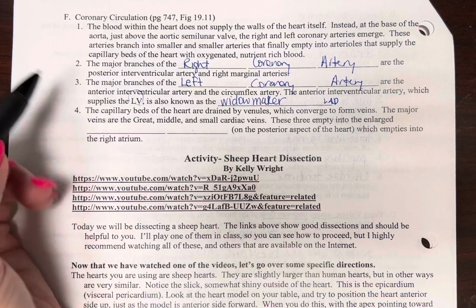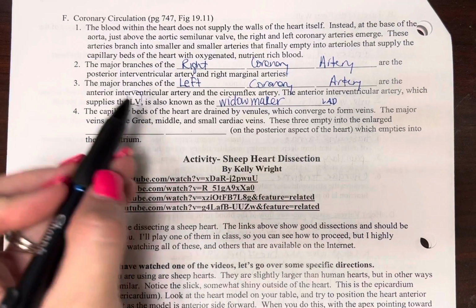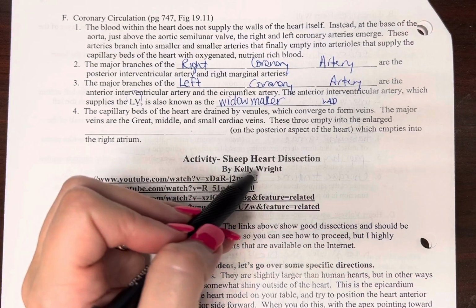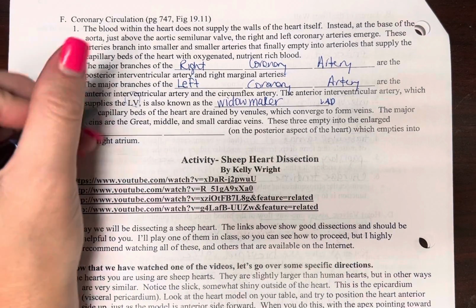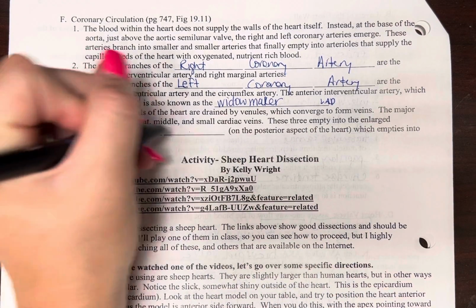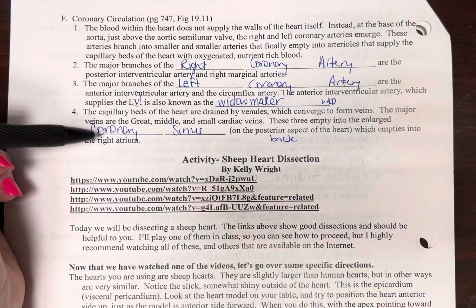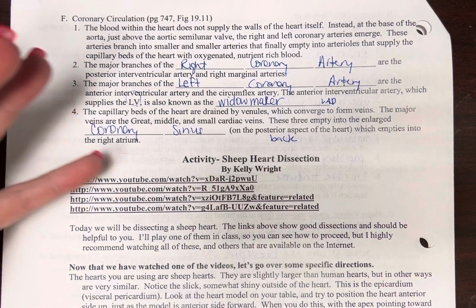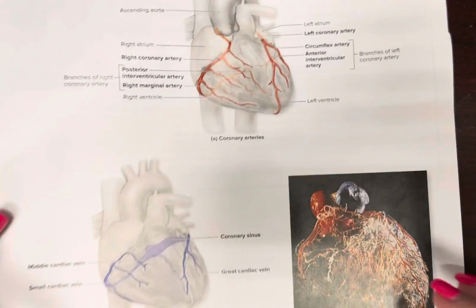Now, that's the arteries. The capillary beds get drained by venules. They form veins. So you have the great cardiac vein, middle cardiac vein, and small cardiac veins. They empty into something called the coronary sinus. It's on the back side of the heart and dumps back into the right atrium. A sinus, just think of it like a big opening that's just going to put blood right back into the right atrium.